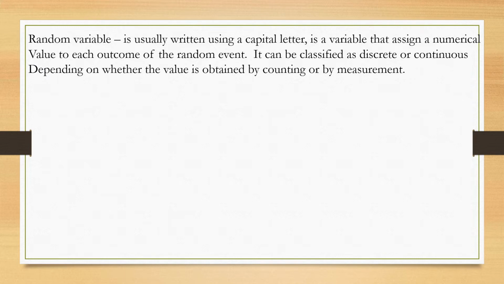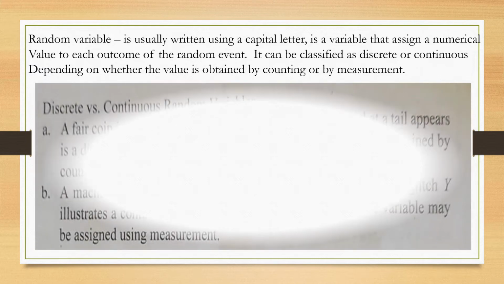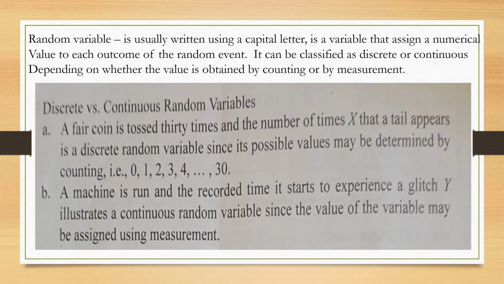So this signifies that for a discrete random variable, its outcome can be counted, while for a continuous random variable, its outcome can be measured. Okay, so we have here discrete versus continuous random variable. Letter A: a fair coin is tossed 30 times, and x is the variable for the number of times that a tail appears. Now it refers to the outcome that the tail appears after tossing this coin 30 times.